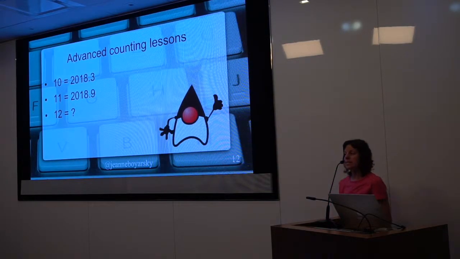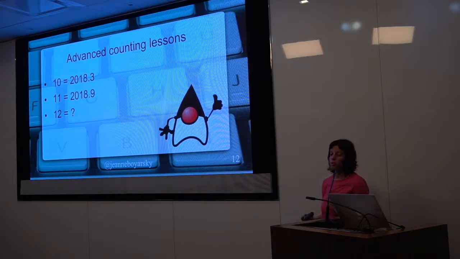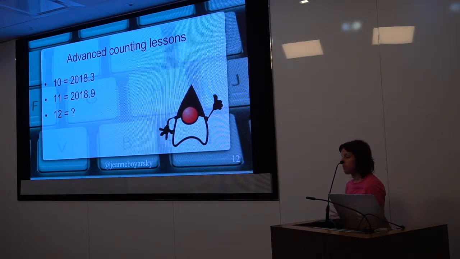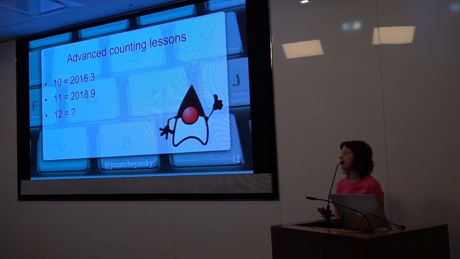Duke also learned recently advanced counting lessons. Starting with Java 10, there's 2 version numbers for each version of Java. There's the English number, 10, 11, 12, that we use. And there's also the semantic versioning number, which tells you what year and month Java came out.